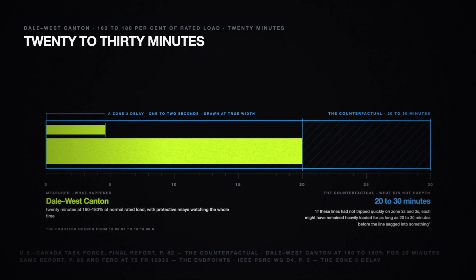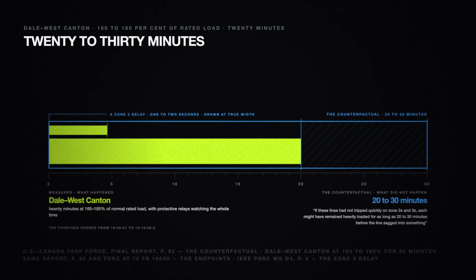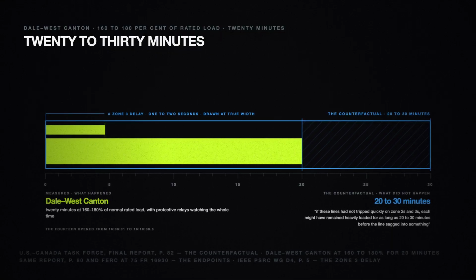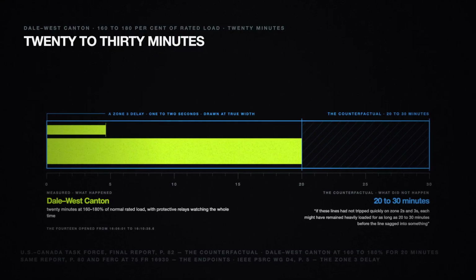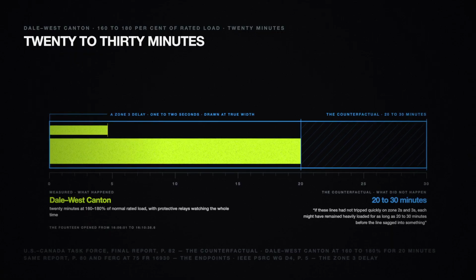Nothing in that account is a broken device. Each element saw an apparent impedance inside its characteristic and acted quickly, which is what a fast element is for. The relays were the fastest correct thing on the network that afternoon. But the 20 to 30 minutes is time that then did not exist.